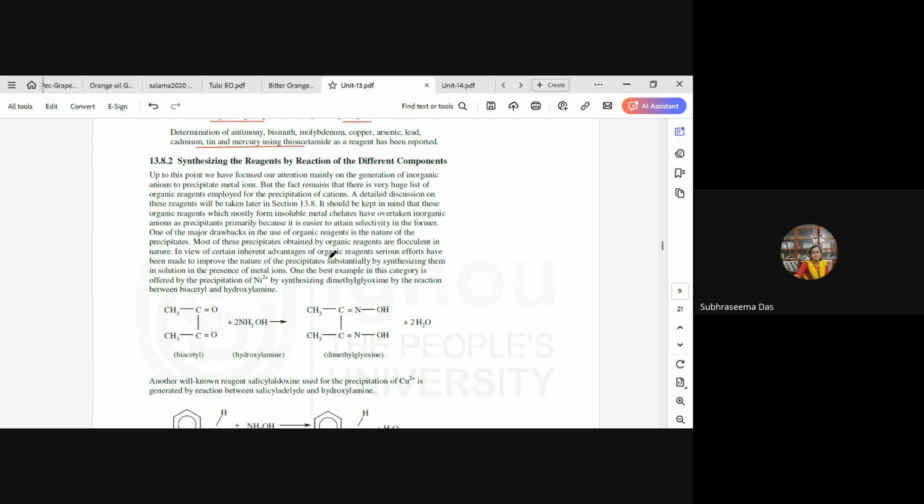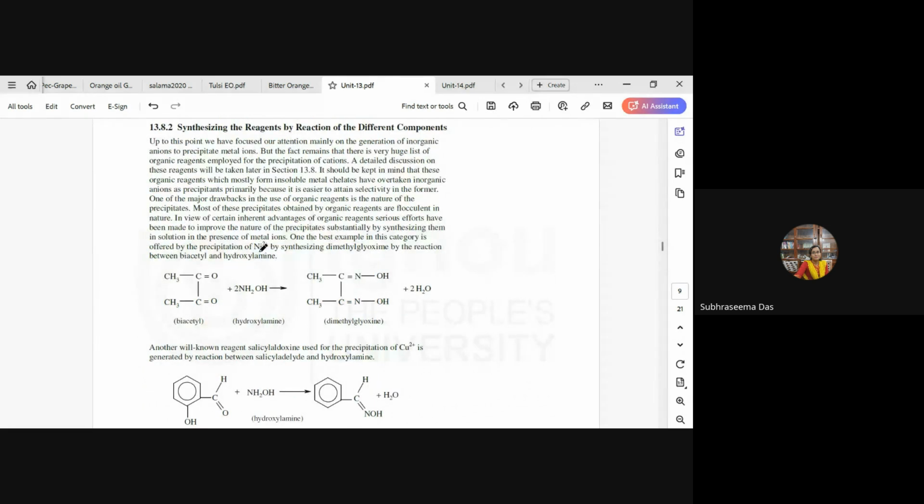One best example is the precipitation of Ni2+ by synthesizing dimethylglyoxime by the reaction between biacetyl and hydroxylamine. So this biacetyl reacts with hydroxylamine to form the DMG, that is dimethylglyoxime. This dimethylglyoxime readily reacts with nickel, forming nickel dimethylglyoxime, which precipitates out.